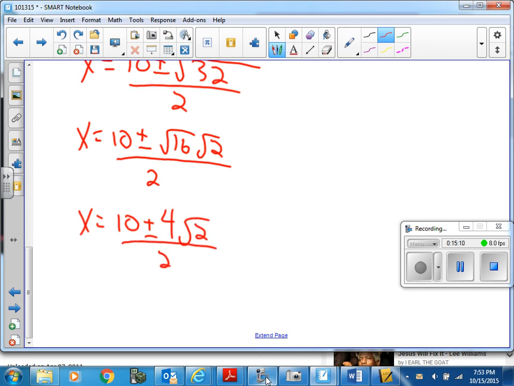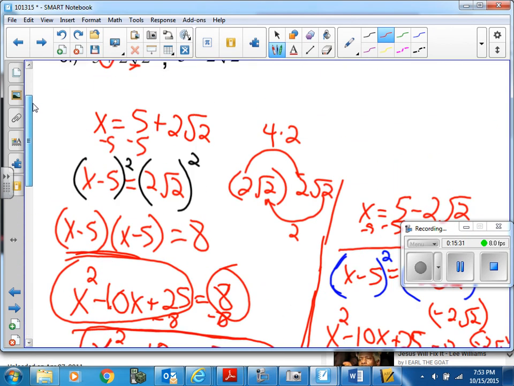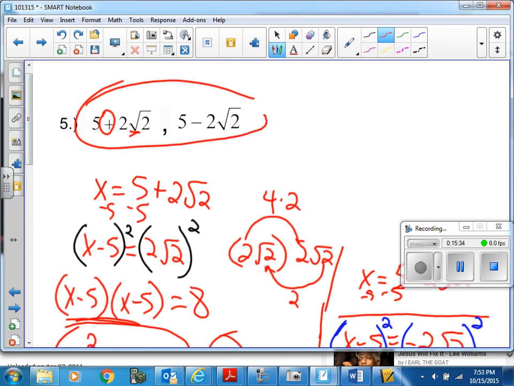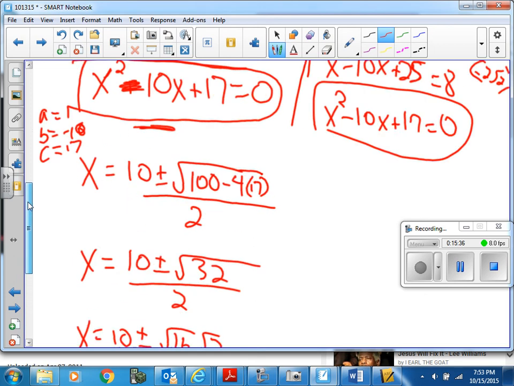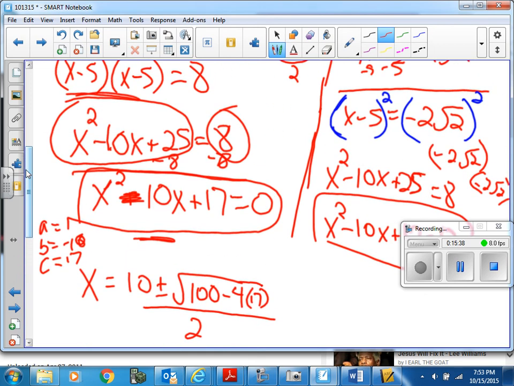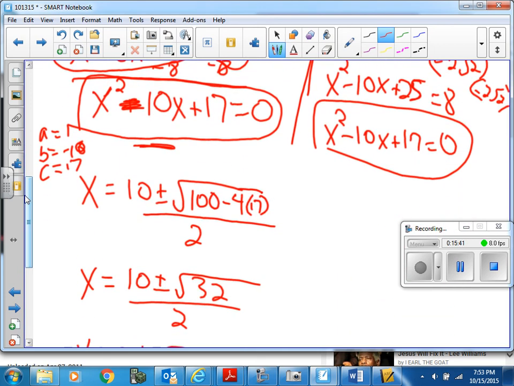Now, remember, you have your triangle of numbers here. If they all are divisible by the same thing, then you can simplify. So you're going to have x equals 5 plus or minus 2 radical 2. And remember, you split up your plus and your minus. You have x equals 5 plus 2 radical 2 and 5 minus 2 radical 2, which is the same as that. So that means that this is an equation that works right here. So here is one equation.